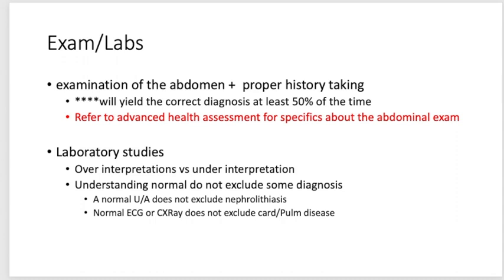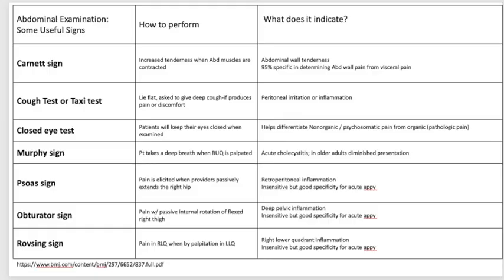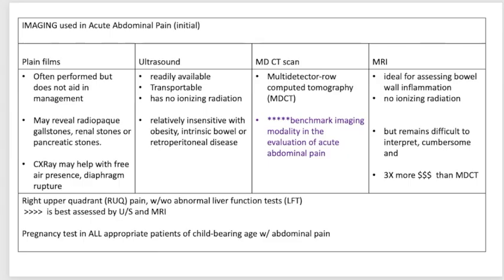Often, patients are actually much sicker than their lab findings suggest, especially in those atypical patients. Here is a synopsis of those signs so that you can understand how to perform them and what they indicate. Imaging that we're going to use in acute abdominal pain, and this is that initial testing.